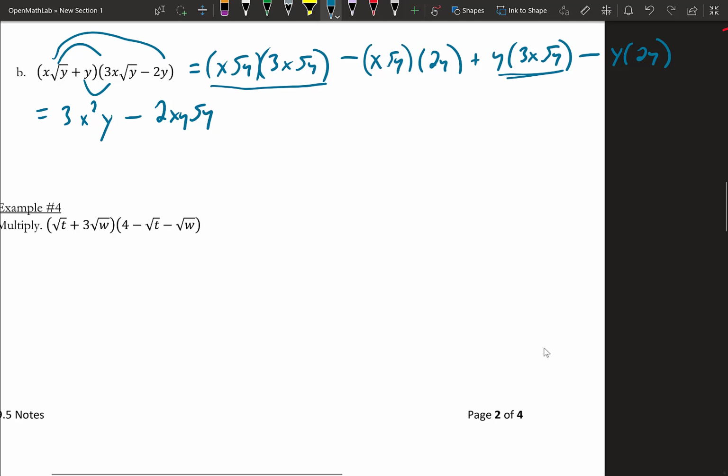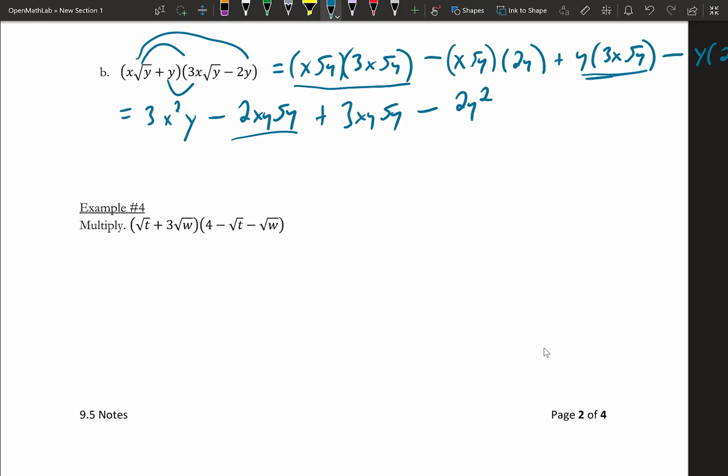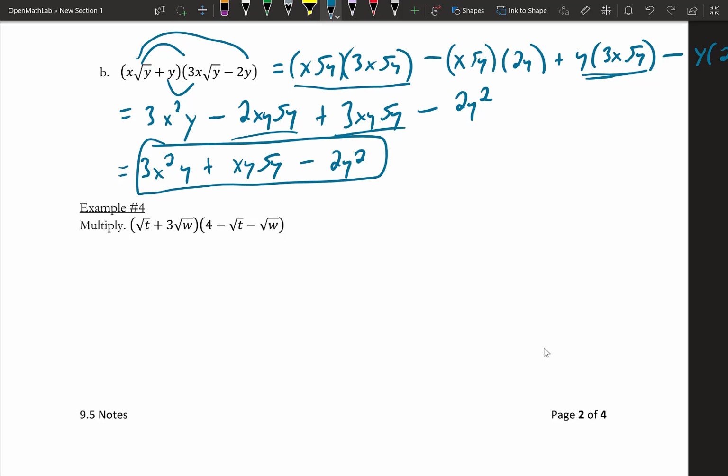Same with this next middle term. We could rewrite that as plus 3xy radical y, and then minus, and then y times 2y is 2y squared. So then these middle terms, I can add those together. Those are like radical terms, right? So that would be 3x squared y plus xy radical y minus 2y squared, right? And there's really nothing else I can do there, right? So that's the final answer simplified.